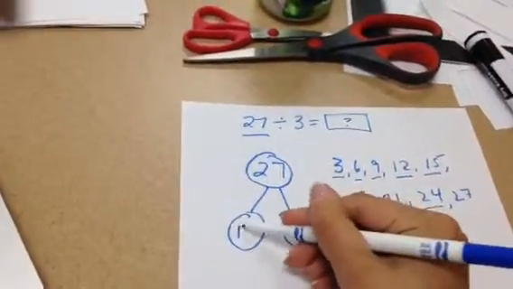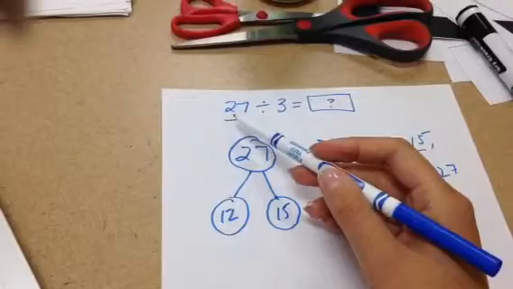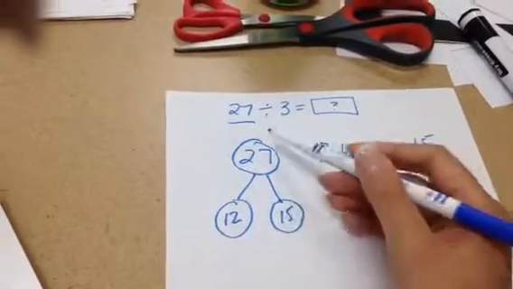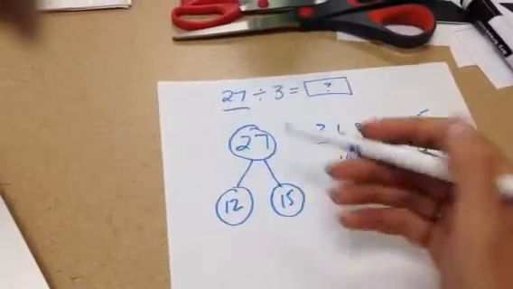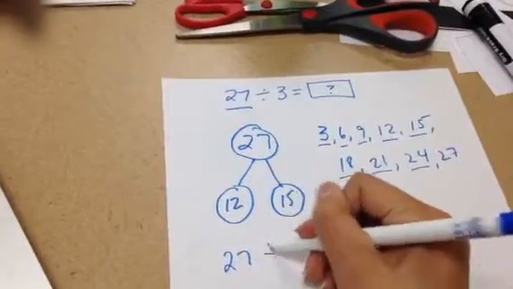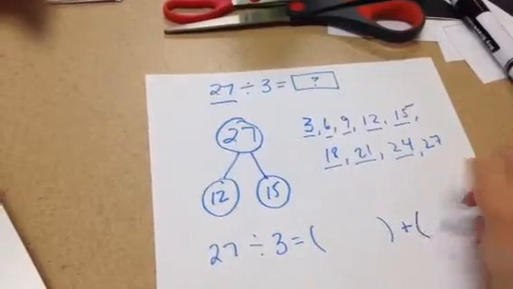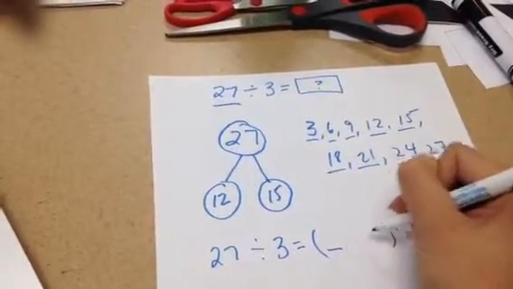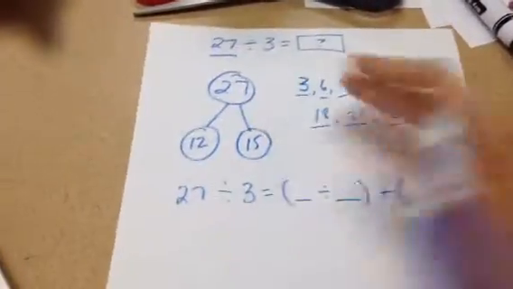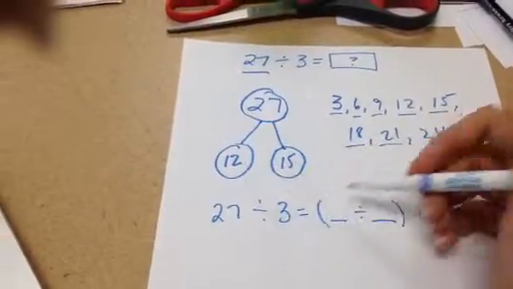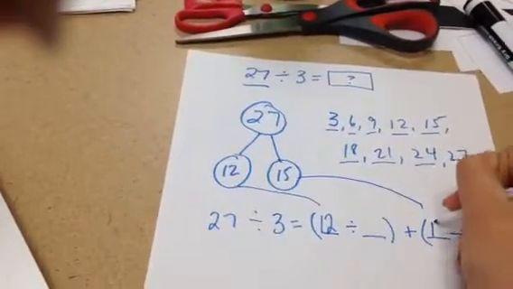12 and 15. So 12 plus 15, that's going to give you your 27. So we're decomposing that 27 into 2 numbers that are divisible by 3, that you can divide by 3. So we're going to make 27 divided by 3 into 2 equations that are going to be added together. I'm going to have my 12, just going to put it there. I'm going to put my 15 over here.